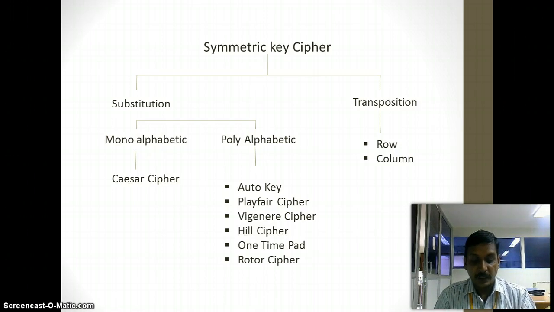Playfair cipher. It is a multiple letter encryption cipher which treats digrams in the plaintext as single units and translates these units into ciphertext digrams. The Playfair algorithm is based on the use of a 5 cross 5 matrix of letters constructed using a keyword.